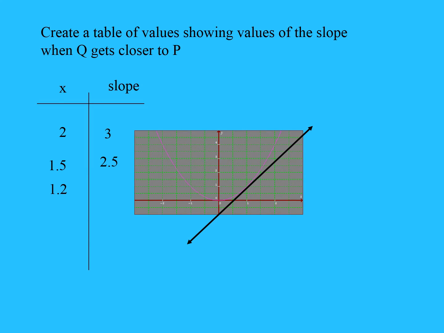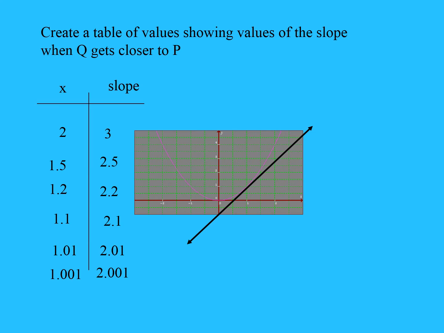Then we let x equal 1.2. And remember, we're approaching 1 from the right side of 1. x is getting closer and closer to 1. So here we have 1.2. The associated slope was 2.2. And then if we continued this process, we let x get closer and closer and closer to 1. I'll calculate those associated slopes.